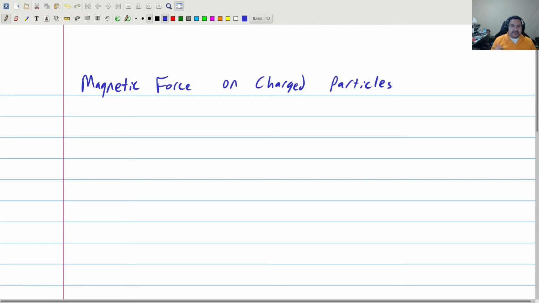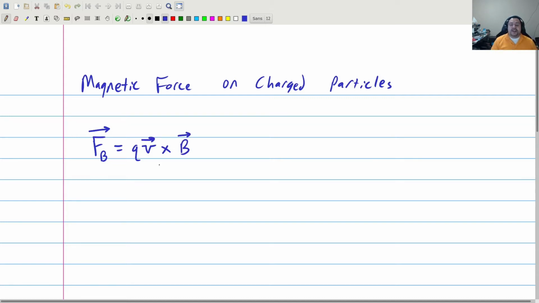feel a force. And in fact, the magnetic force on a charged particle, so remember, B is magnetic field, so FB is the magnetic force, that's going to be equal to, and it's a vector, so don't forget, it's going to be QV cross B, where V and B are vectors.